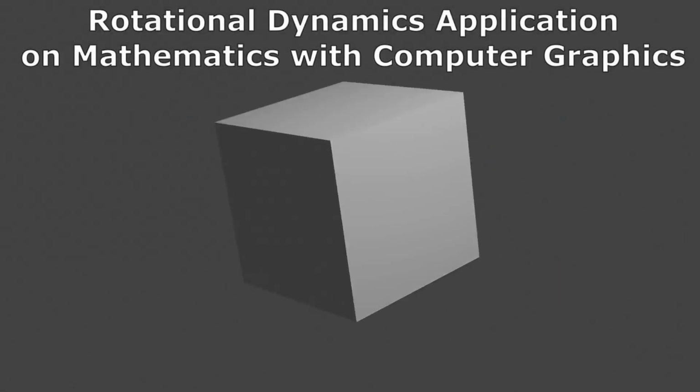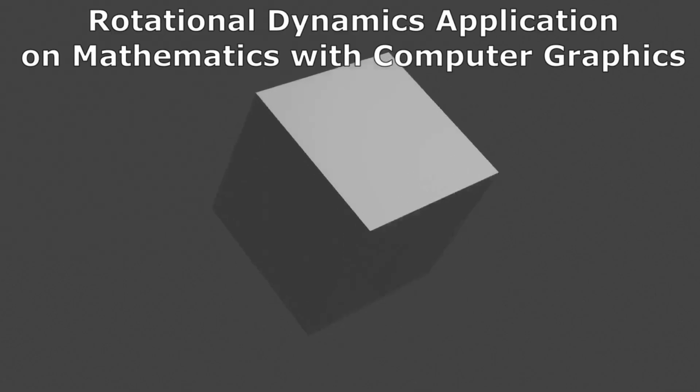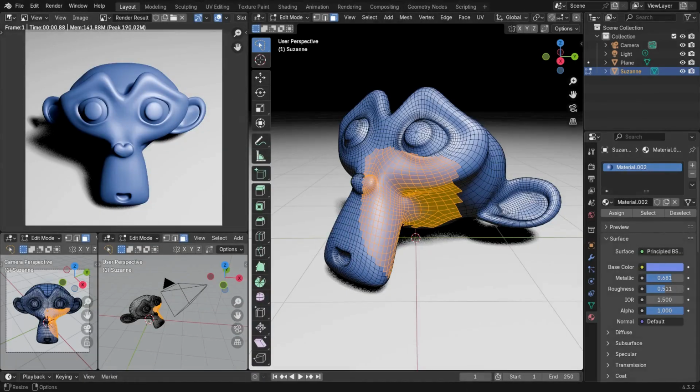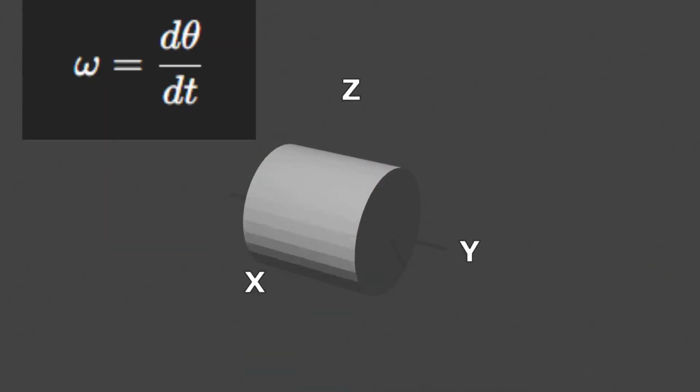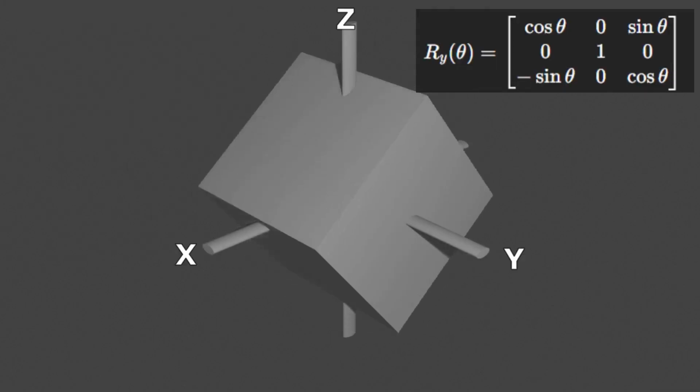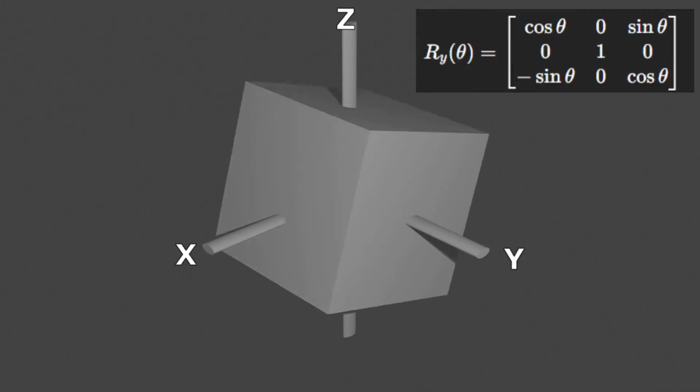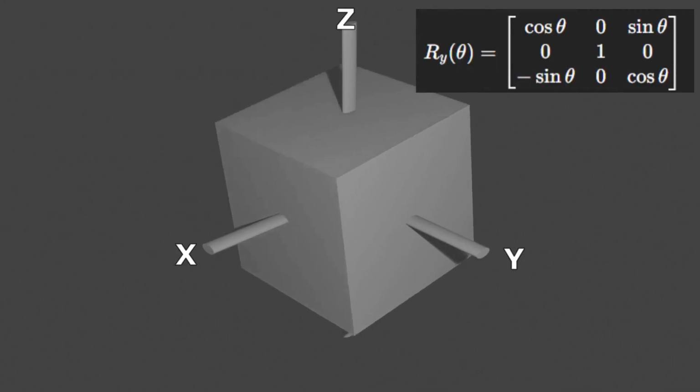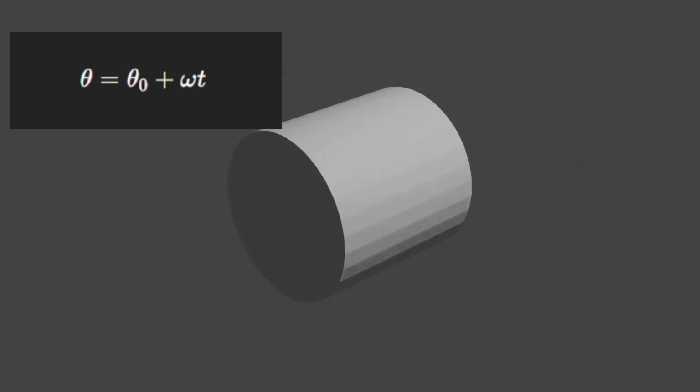Rotational dynamics explains how objects rotate over time, and it plays a key role in computer graphics. In mathematics, rotational motion is described using angles and angular velocity, which measures how fast an object rotates. In computer graphics, rotation is calculated using matrices that transform object coordinates in 3D space. By increasing angular velocity over time, animations appear smooth and realistic, especially in games and simulations.